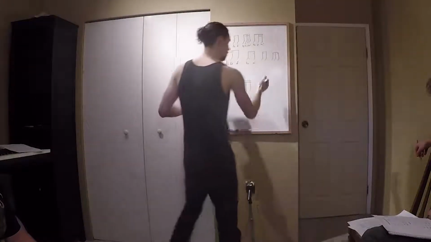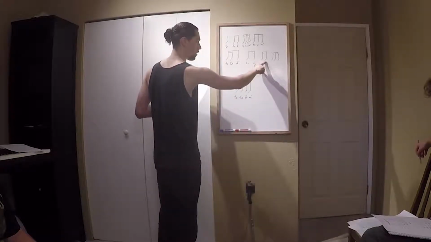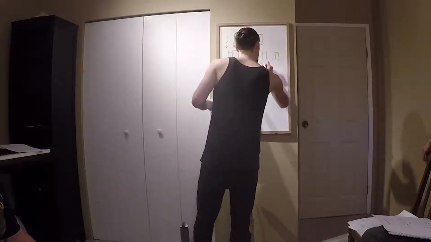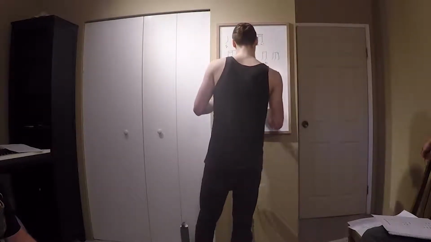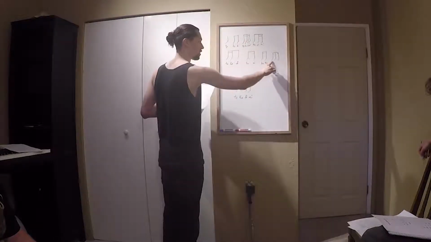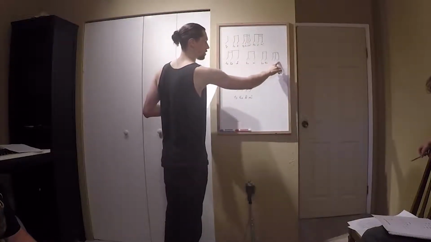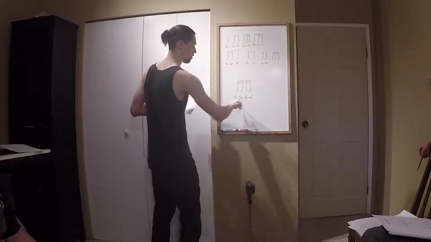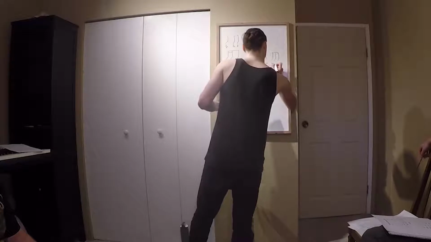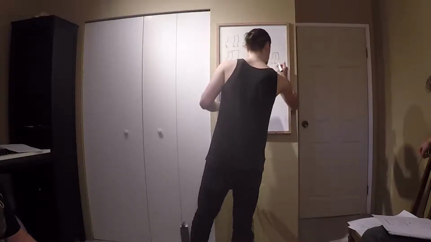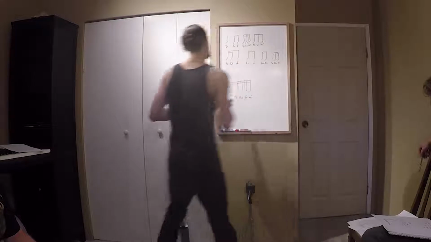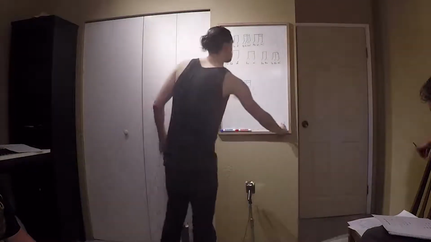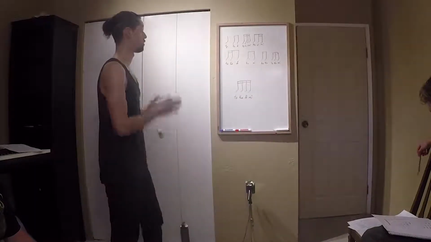And then we have a 16th note and a dotted eighth note. So we have ta, ka. And then we have 16th note, quarter note, 16th note. So this is ta, ka, mi. All right, cool.